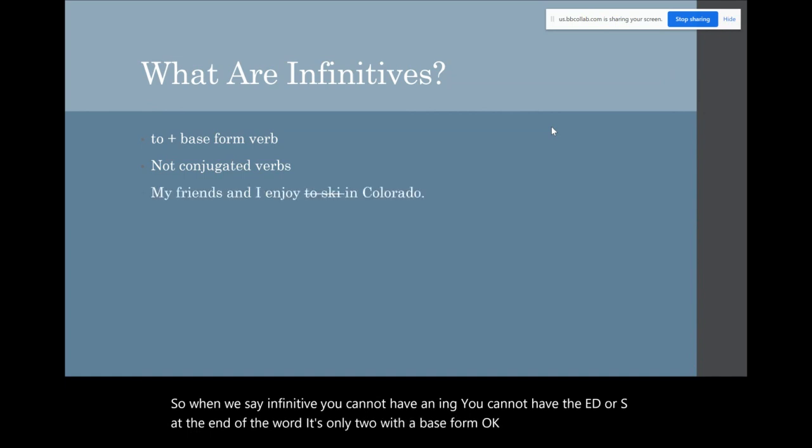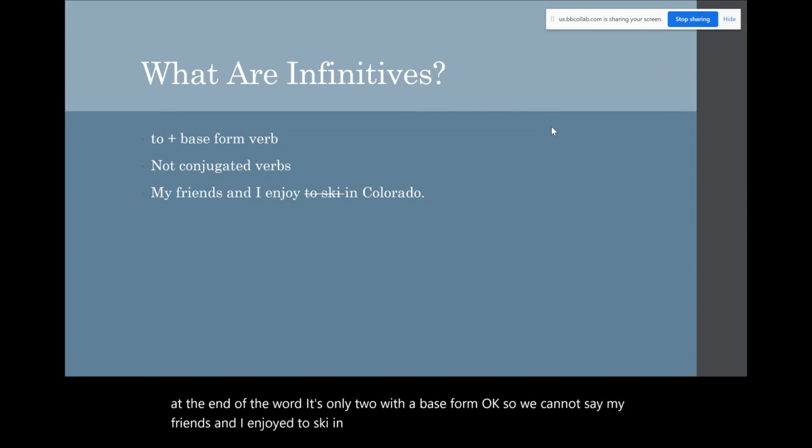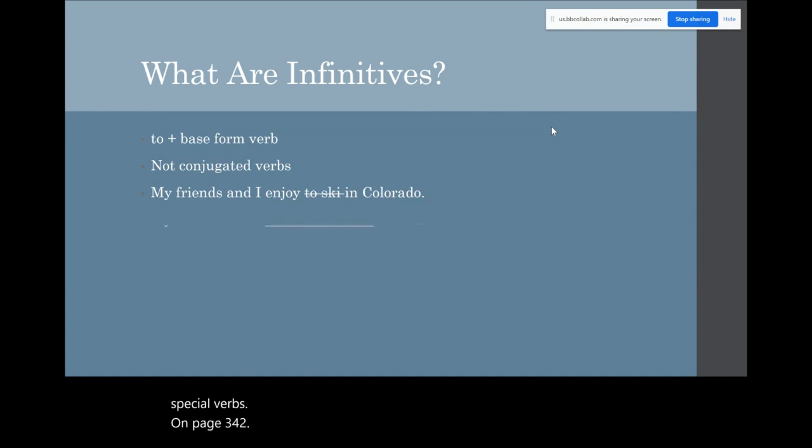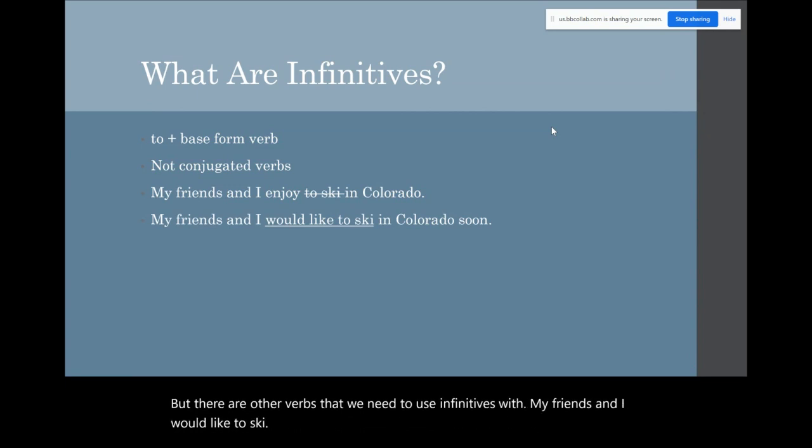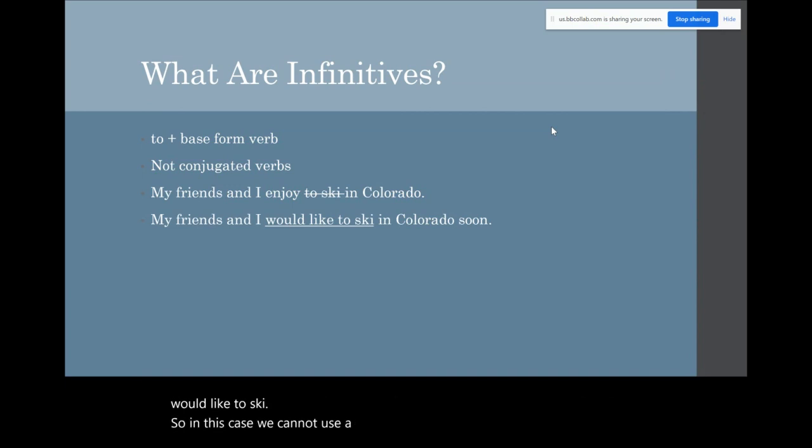So we cannot say, my friends and I enjoy to ski in Colorado. We do not put infinitives after those special verbs on page 342. So enjoy goes with gerund, enjoy skiing. But there are others that we need to use infinitives with. My friends and I would like to ski. In this case, we cannot say would like skiing. We need to use the infinitive. Okay. Would like, by the way, is the same as want. When you want to do something.